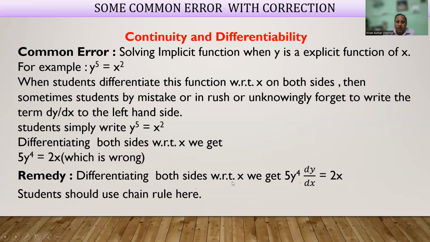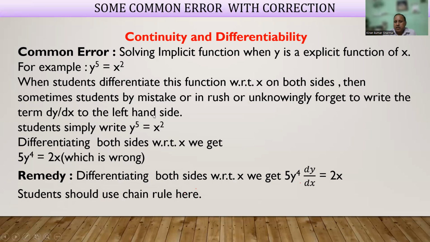Next, an error I have taken from continuity and differentiability. Again, maximum students make this error while solving the implicit equation. Y is not an explicit function of X. For example, y raised to power 5 equal to X square. When students differentiate this function with respect to X on both sides, they simply write what? 5 into y raised to power 4 equal to the derivative of X square, that is 2X, which is wrong.